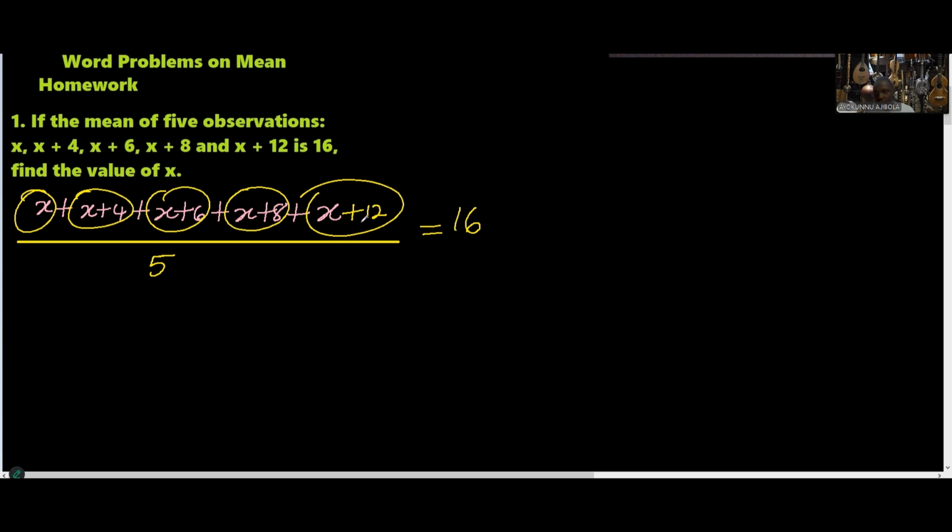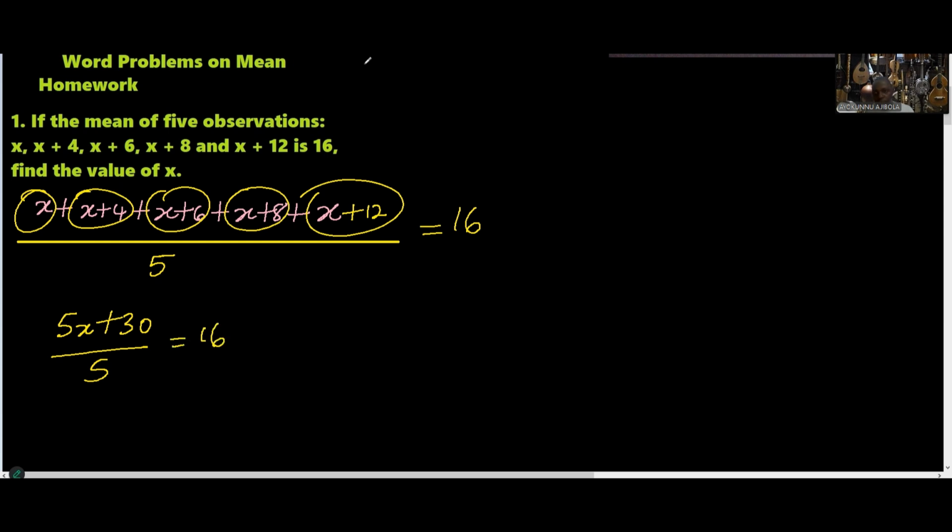Yes. Good. So how many x's can you see at the top? Add up all of the x's together. How many x's? 1, 2, 3, 4, 5. Okay? 5x. Then 4 plus 6, that's 10. 8 plus 12, that's 20. That's 30 over 5. Okay? That will give us the 16, which was the mean.